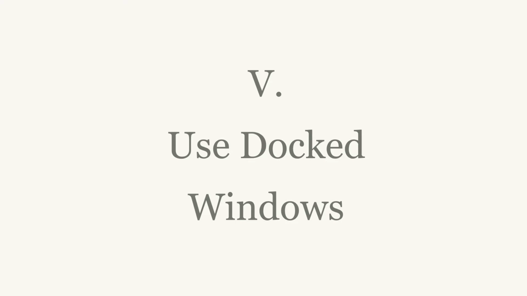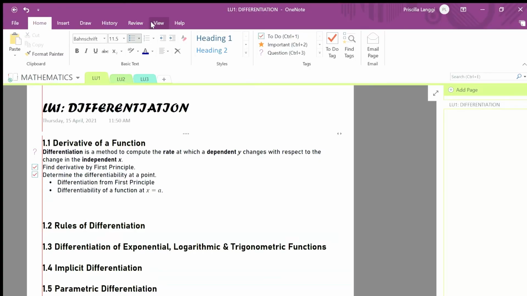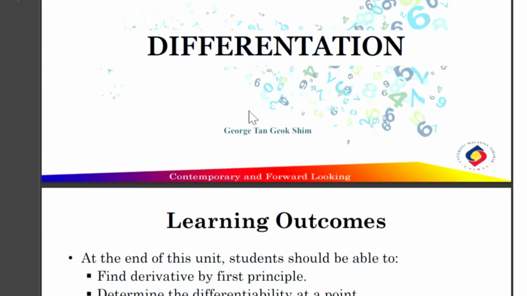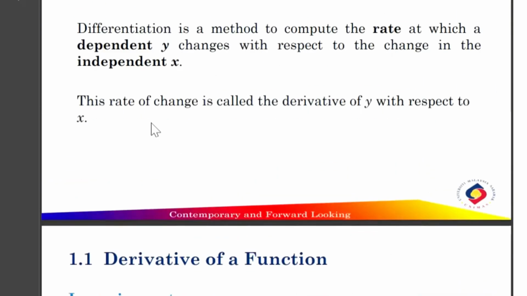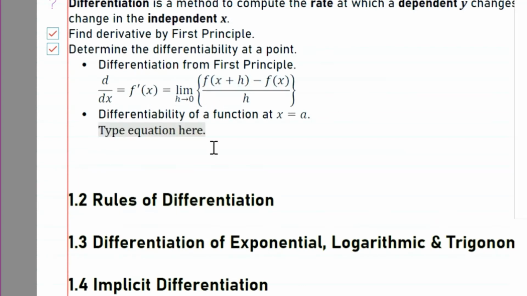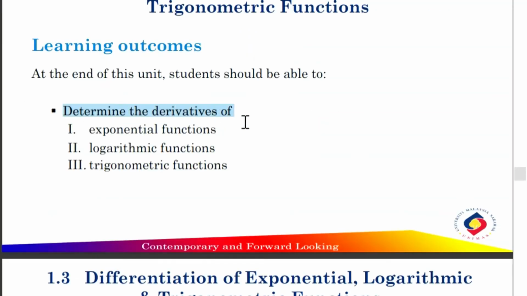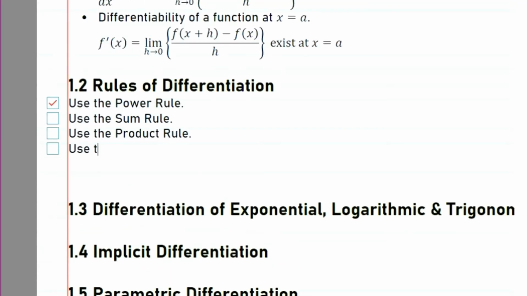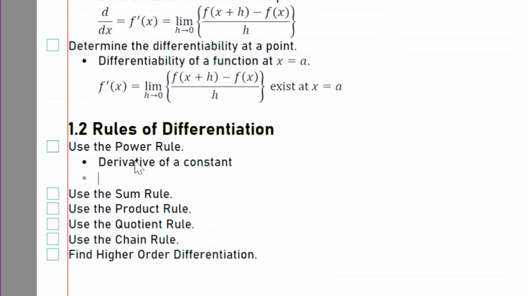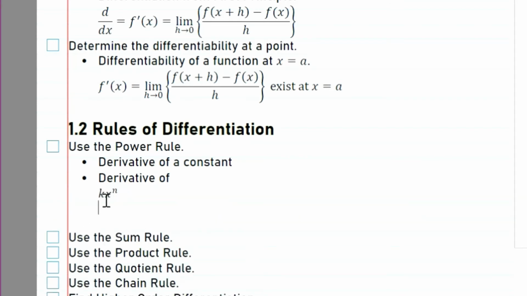The last step is to make the process of taking your notes more convenient for you. If you click on the View toolbox, you can find the option New Docked Window. Docked windows allow you to anchor your OneNote window to the side of your desktop while also opening other programs, for example, your lecture notes or your ebooks on the side, while not disturbing the placement of your OneNote window.